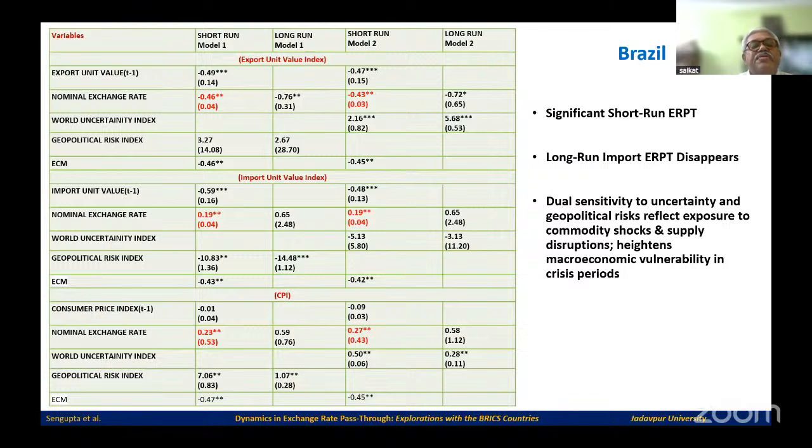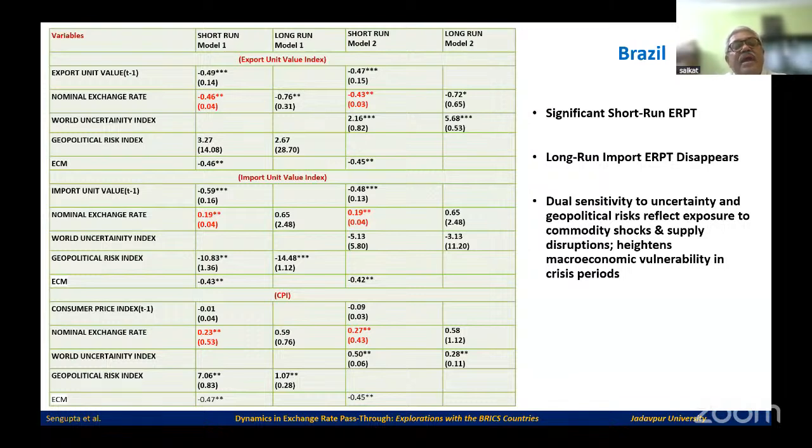For Brazil, we have two models, one with the world uncertainty index, the other with the geopolitical risk index. We have not used both these indices at the same time, either or, apart from all the other variables. Now you would see that in the short run as well as in the long run, for export prices, there's exchange rate pass through, it's negative and significant.